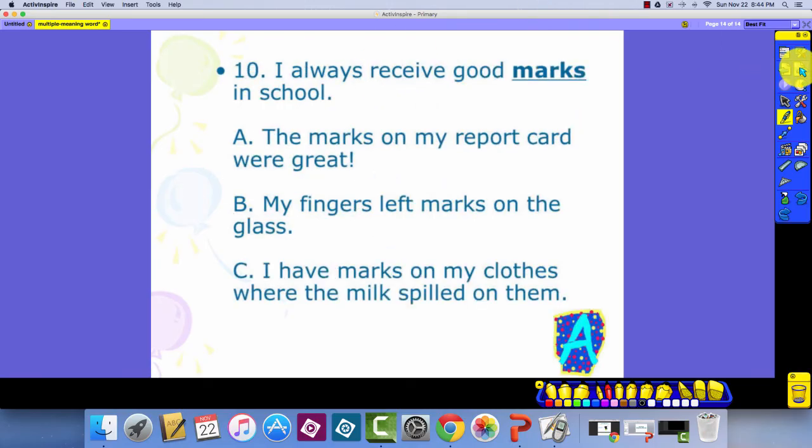And last one, number 10. I always receive good marks in school. Again, pause the video, and when you answer option A, B, or C, and when you've answered it, go ahead and click play again, and I will give you the correct answer. Off you go.